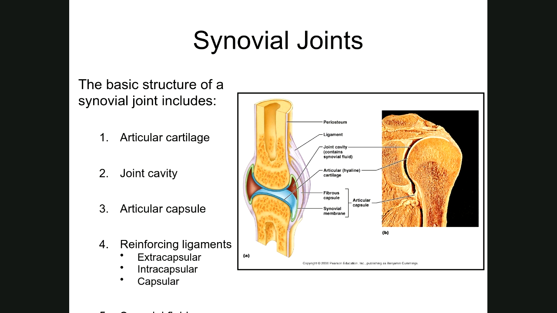The last type of ligament is what's known as a capsular ligament, and when capsular ligaments are present, really these are just kind of thickenings of the articular capsule. So they would really just be a part of the capsule, and the capsule would really just be kind of thickened in the case of a capsular reinforcing ligament.